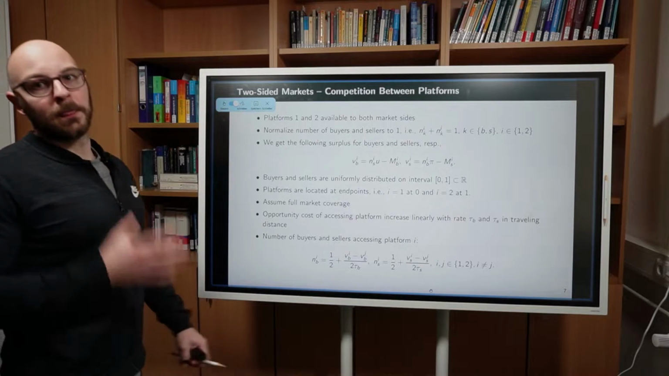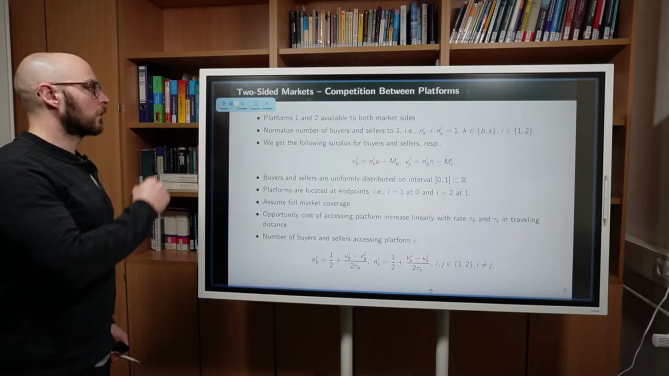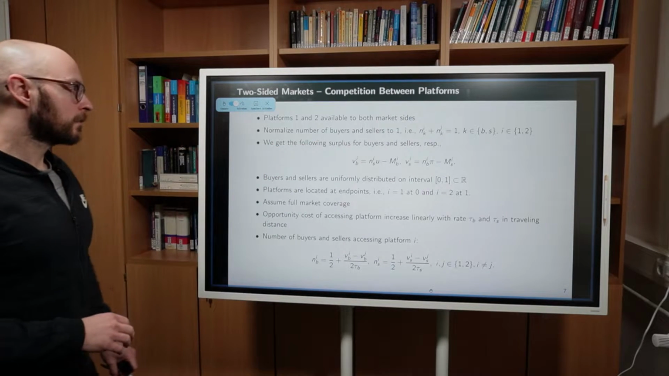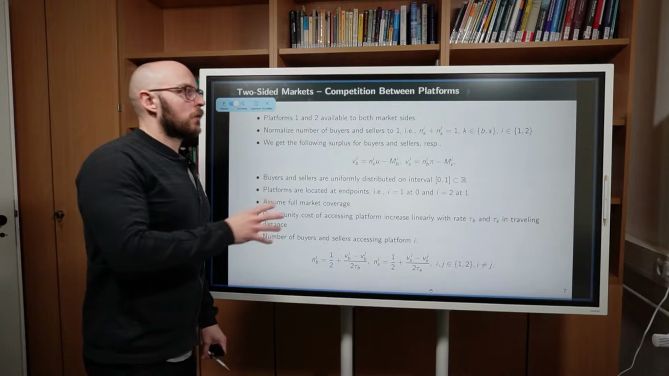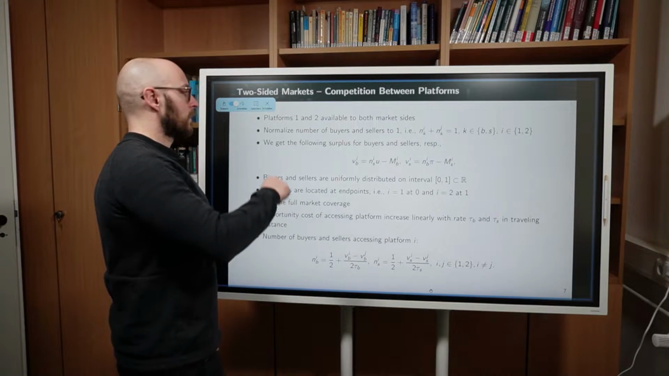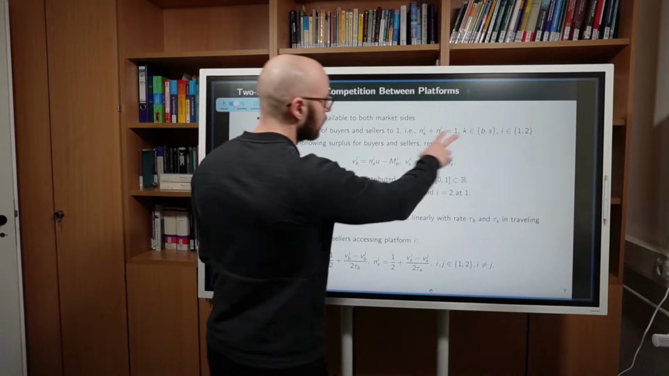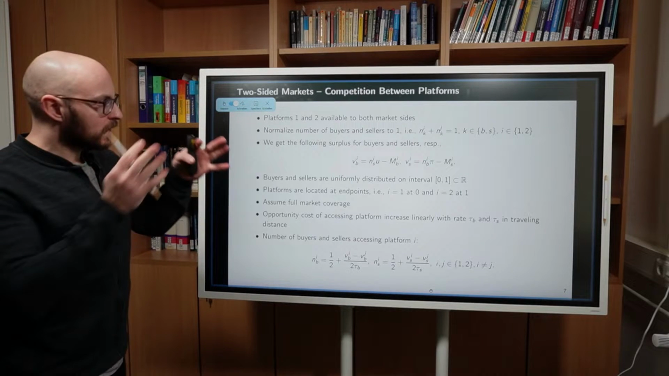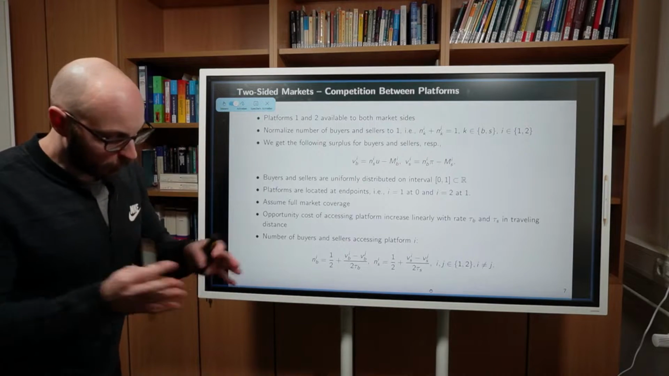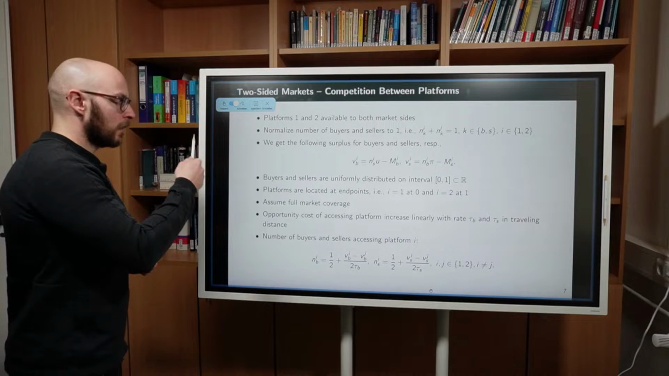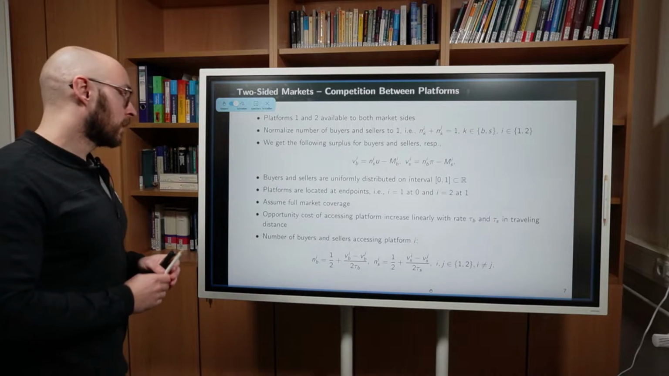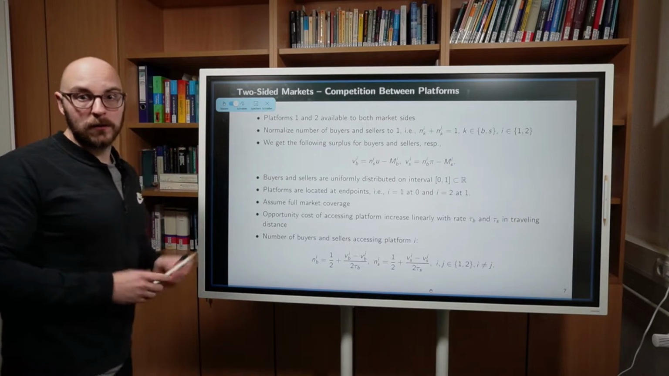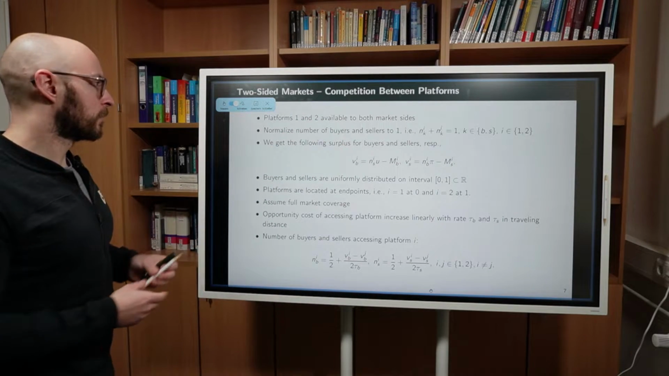Okay, now let us talk about a situation where we have two platforms. What we do in order to analyze that is to assume that the number of buyers and sellers is equal to 1, which basically means that all the sellers go either to platform 1 or platform 2, and that the sum of the two is normalized to 100%.